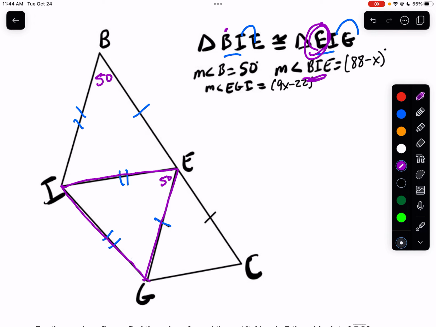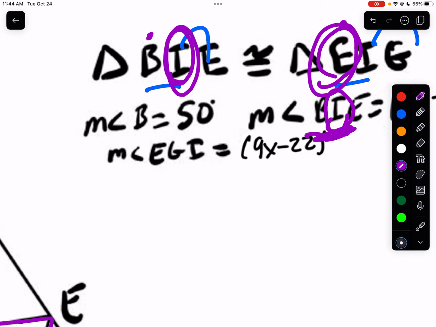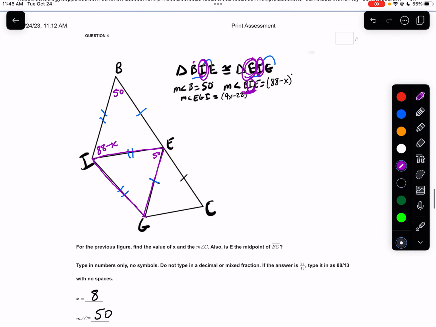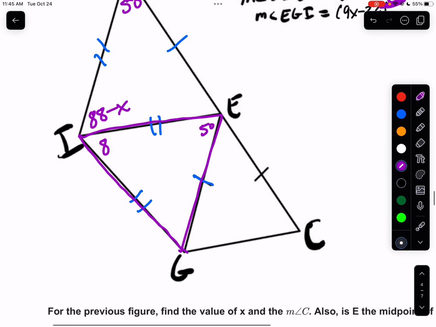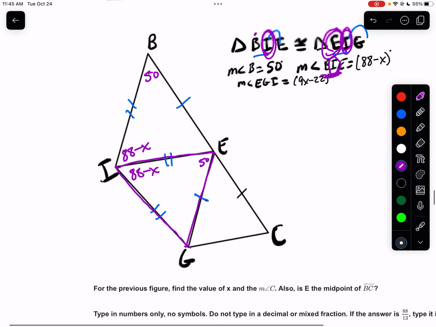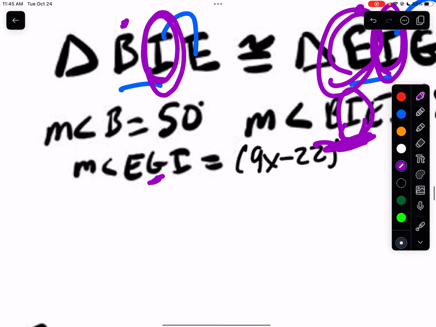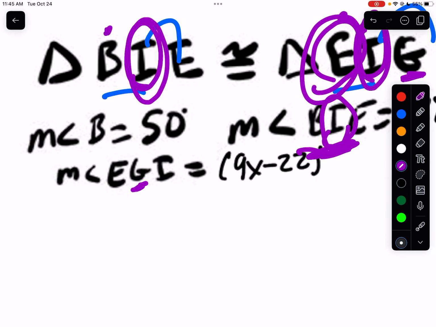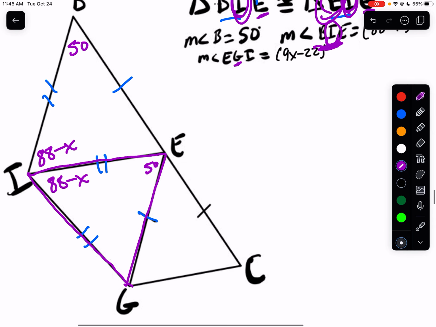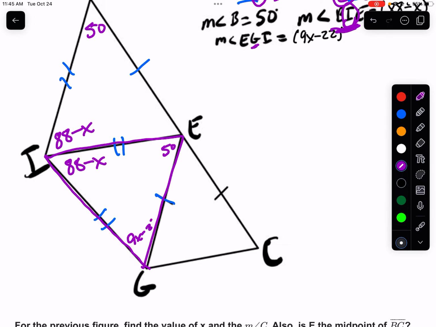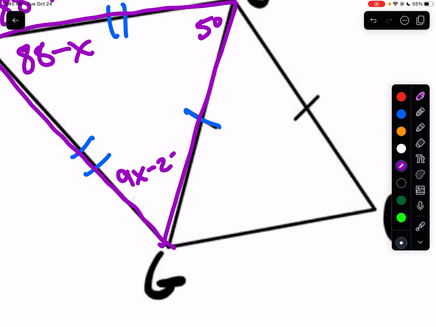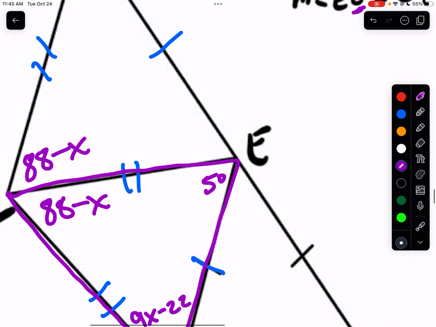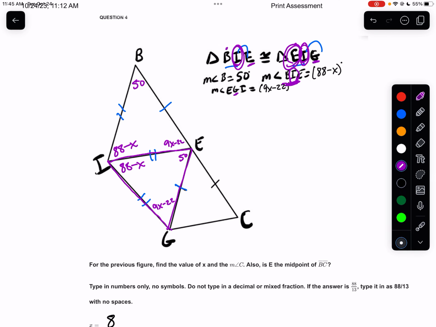Then they tell us angle BIE. BIE would be this corner, 88 minus x. Well, that's basically vertex I, right? Vertex I goes with vertex I. So inside the purple triangle, vertex I has to be the same size. And then EGI, vertex G. What does vertex G have to go with? Vertex E. But vertex G inside the purple triangle is 9x minus 22. And what did G have to go with? This guy, E, 9x minus 22.